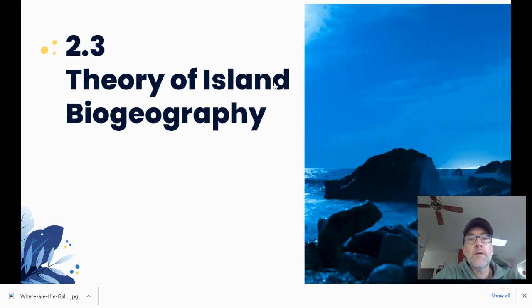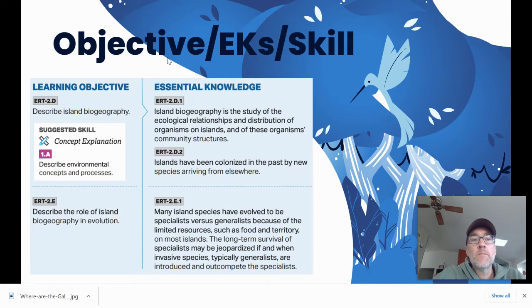So 2.3, theory of island biogeography. Bio, of course, meaning living thing, geo having to do with the earth, and graphy having to do with maps. So thinking about living things on places, mainly islands, when we talk about island biogeography. So our learning target is to describe what island biogeography is. We're going to be working on our skill of concept explanation again. And you can see our essential knowledge. We're going to be talking about what this island biogeography is.